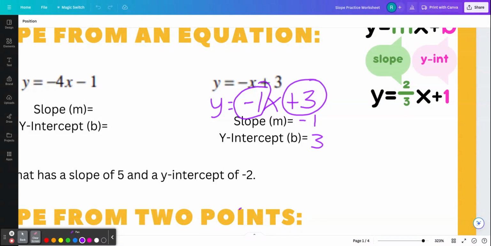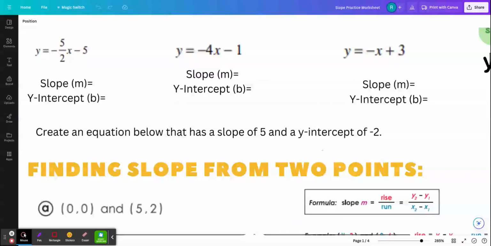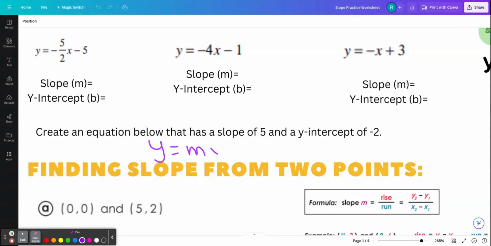Okay, the next one wants you to write an equation that has a slope of 5 and a y-intercept of -2. So you're trying to put it in that format. That's right above. So if our slope is 5, it would go in the m spot, and then a y-intercept of -2 would go in the b spot.